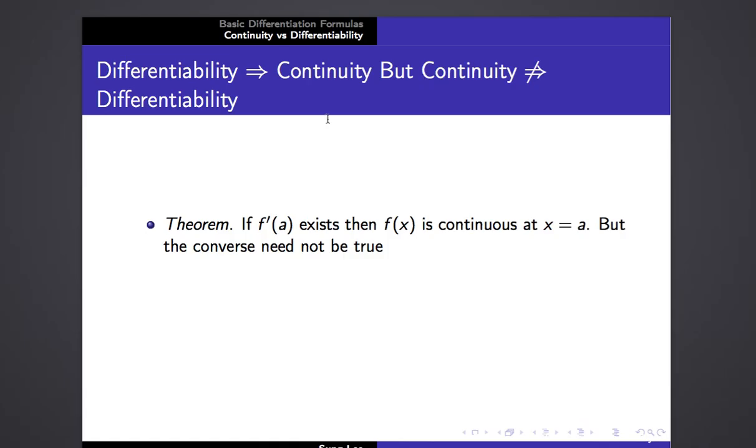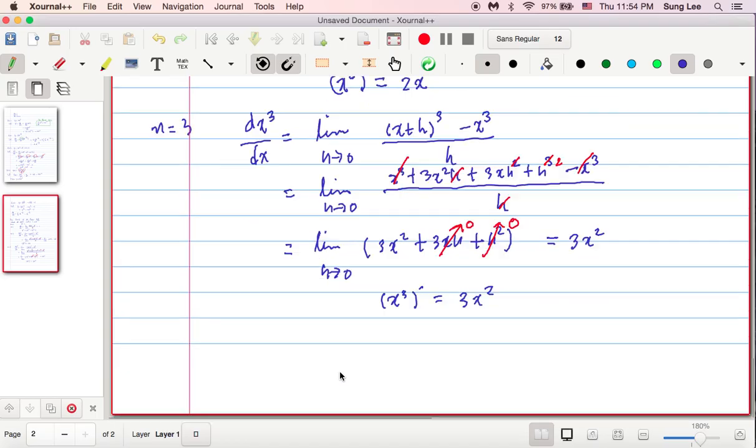Okay, so here's the theorem. If f prime of a exists, then f of x is continuous at x equals a, like I mentioned earlier, but the converse need not be true. So continuity at a point does not necessarily mean that the function has a derivative at that point. Okay, so let me first prove the first part. To do so, let me go back to my notepad. Oh, I'm gonna need another page.